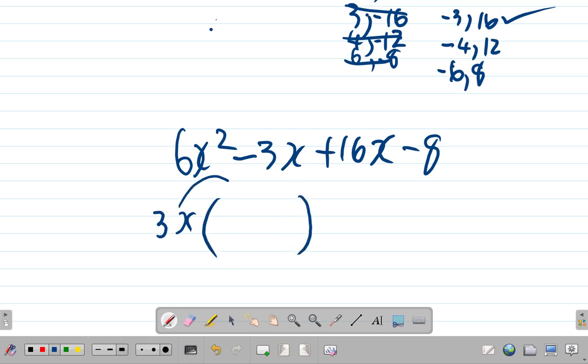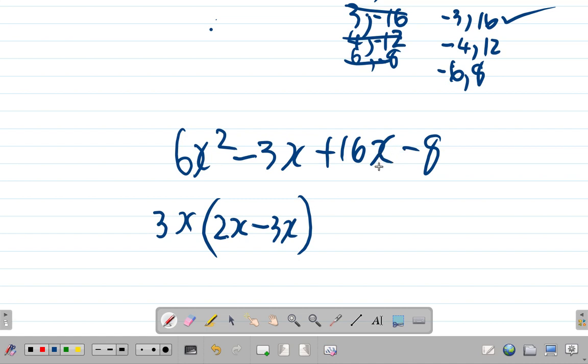Alright, 3x times this gives you 6x squared. Well, 3 times 2 gives you 6, so you must have a 2 here. So 3 by 2 gives you 6. X times x gives you 6x squared. Then you have minus 3x times 1 gives you 3x, so it's 3x.